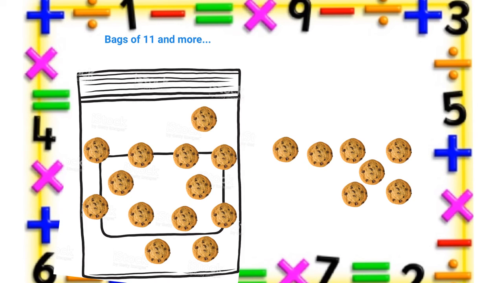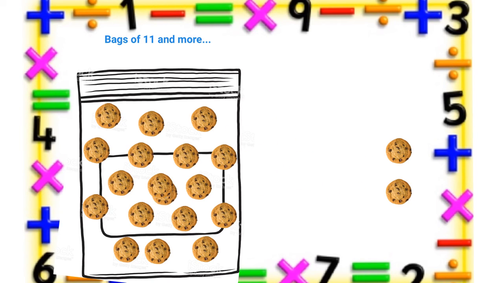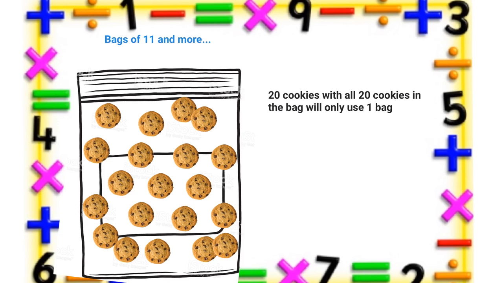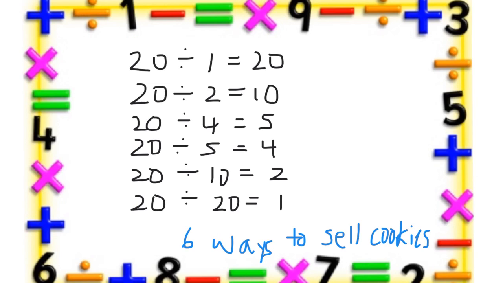But what if I keep putting these cookies in this big bag until I have all 20 in one bag? Well, that would be one final way to sell the cookies for the bake sale. 20 cookies with all 20 cookies in the bag would only use one bag. And so 20 divided by 20 gives me one bag. And so I figured out that there are 6 ways to sell cookies for the bake sale. There are 6 division problems that start with 20, divide by whole numbers, and give you an answer that's also a whole number without a remainder.